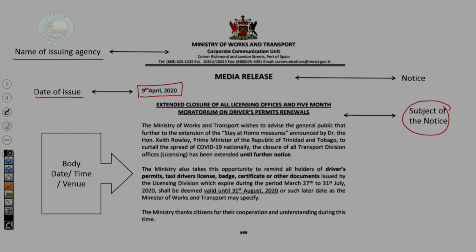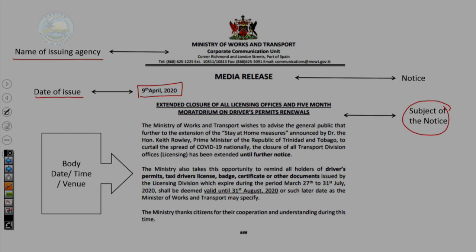The ministry also takes this opportunity to remind all holders of driver's permits, taxi driver's license, badge, certificate, or other documents issued by the licensing division which expire during the period March 27th to 31st July 2020 shall be deemed valid until 31st August 2020 or such later date as the Minister of Works and Transport may specify. The ministry thanks citizens for their cooperation and understanding during this time.